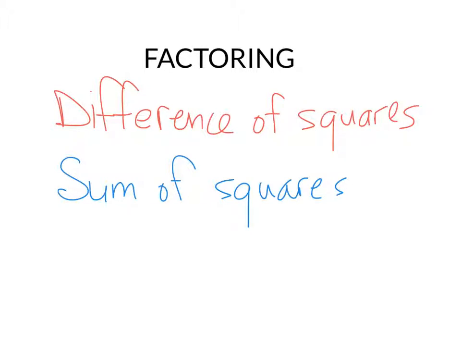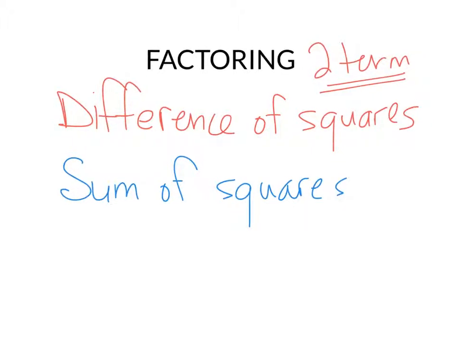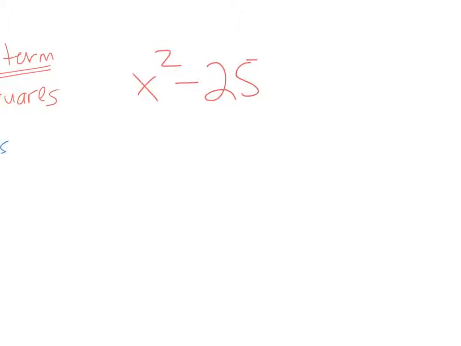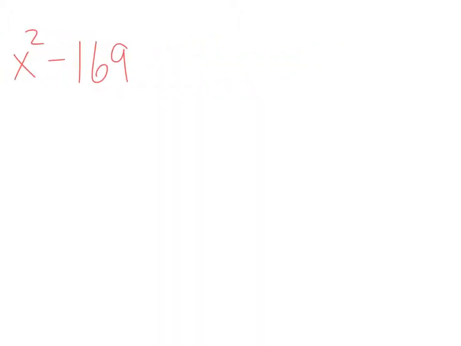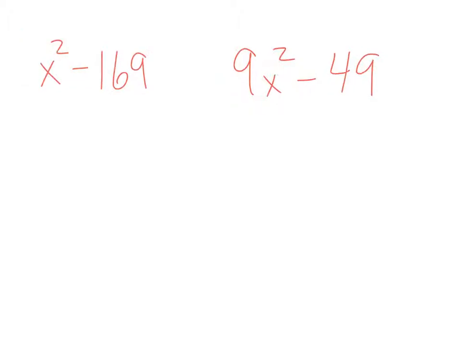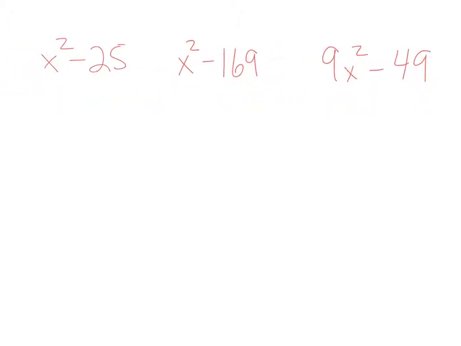Okay, now you can recognize a difference of squares by the fact that it's only going to have two terms in your quadratic. So a difference of squares might look something like x squared minus 25. Or might look like x squared minus 169. Or it might look something like 9x squared minus 49. Okay, something like that, where we have two terms and a minus sign in the middle, thus difference.